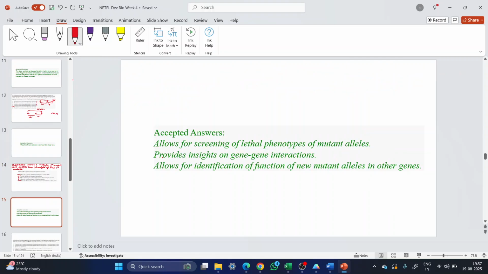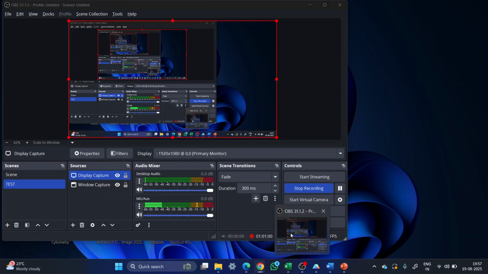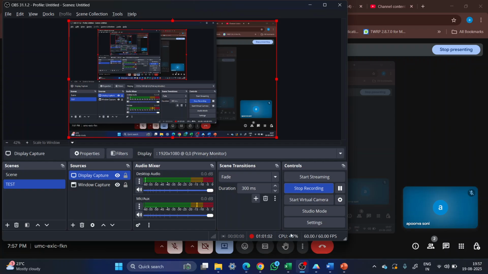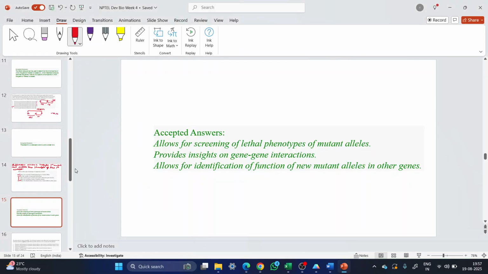Yes. So the accepted answers are: allows for screening of lethal phenotypes of mutant alleles, provides insights on gene-to-gene interactions, and allows for identification of function of new mutant alleles in other genes. These are the advantages of suppressor screens. So I hope the meaning of suppressor screen is clear to all of you. Fine. Let us move to the next question.